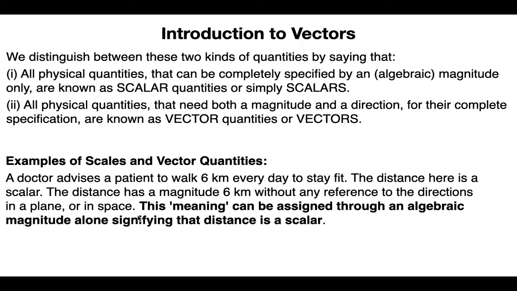Means the patient can go towards east, west, in a zigzag manner, in a larger park, in a smaller park, may turn as he feels like. He is supposed to walk through a distance of 6 kilometers each day. Direction is immaterial. Such quantities, 6 kilometer distance, is a scalar. However, it will not help us locate the final position of the person.